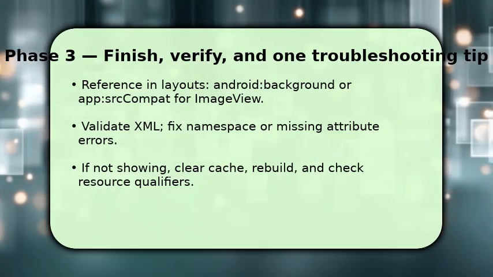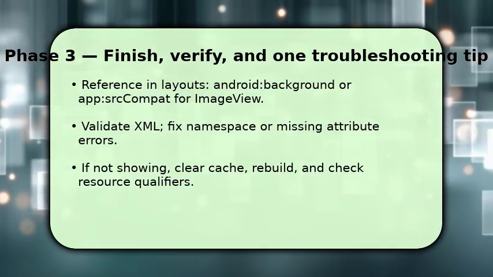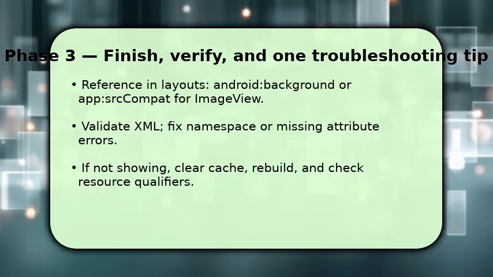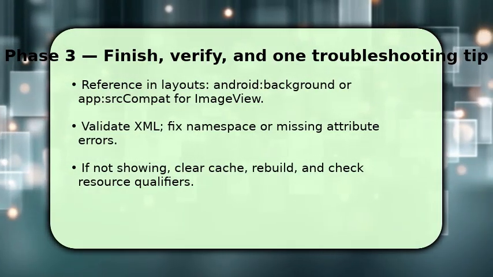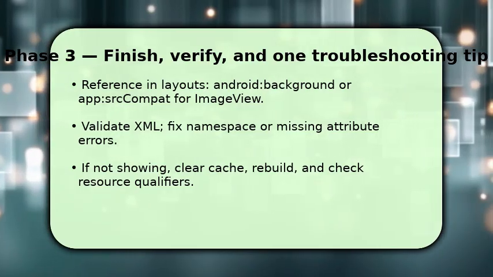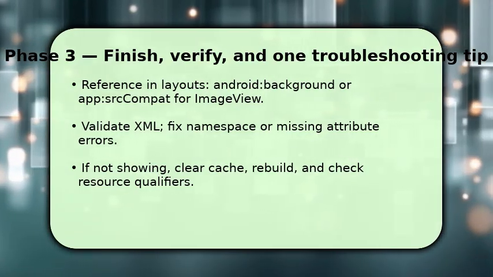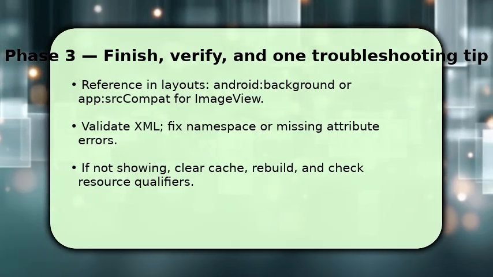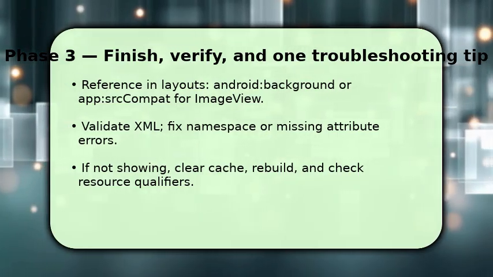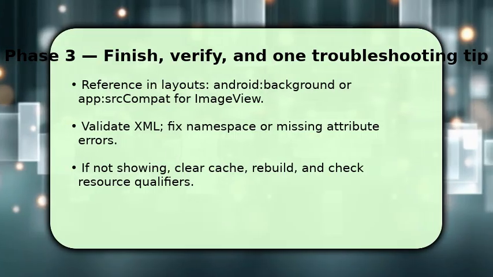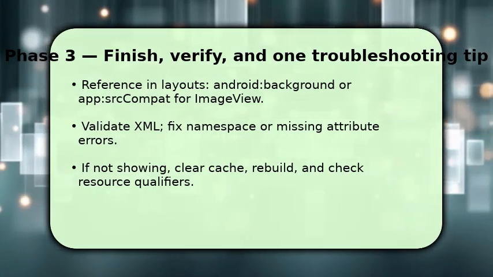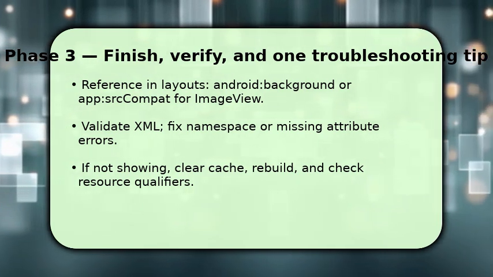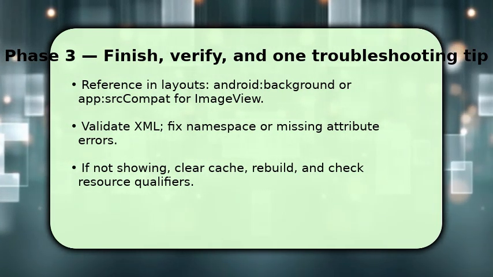You can set android:background in layouts, or use android:src for ImageView. For vector drawables, prefer app:srcCompat. Then build the project and inspect on device or emulator to confirm appearance. If you see errors, validate the XML for typos or wrong namespaces and check Logcat for inflation exceptions. A key troubleshooting tip: if the drawable still doesn't appear, clean the project, invalidate caches, rebuild, and ensure resource qualifiers don't hide the asset.